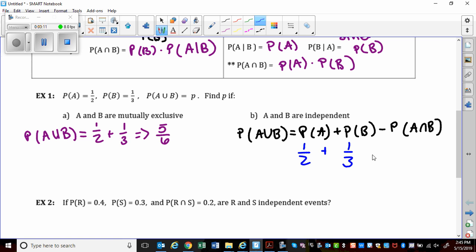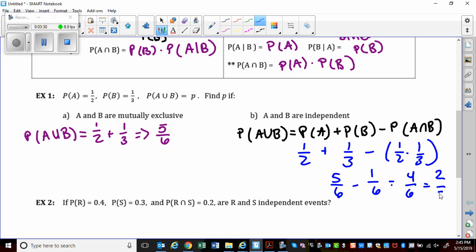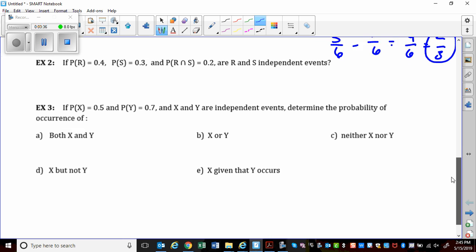Minus the intersection. The intersection of A and B is the probability of A times the probability of B. So 1/2 times 1/3. And this is 1/6. We already know that this is 5/6 minus 1/6 is 4/6, but we need to simplify this to 2/3. And that's going to be our answer. You guys can try this one.